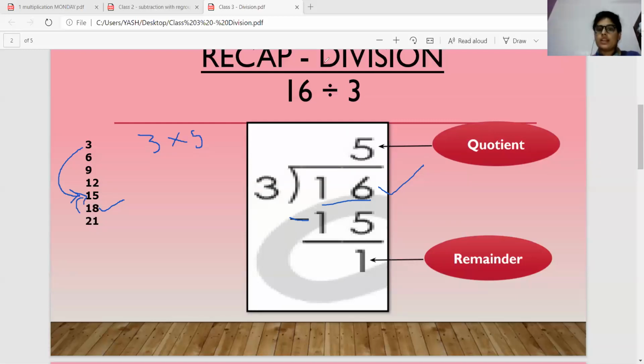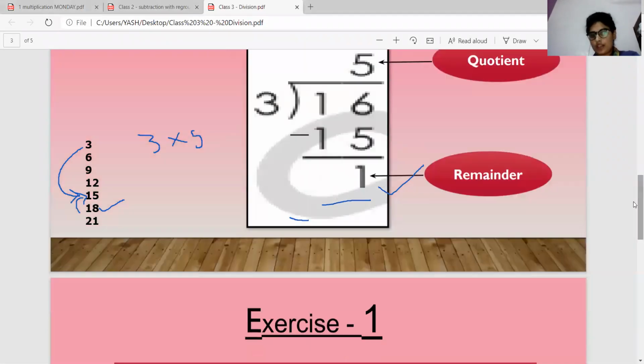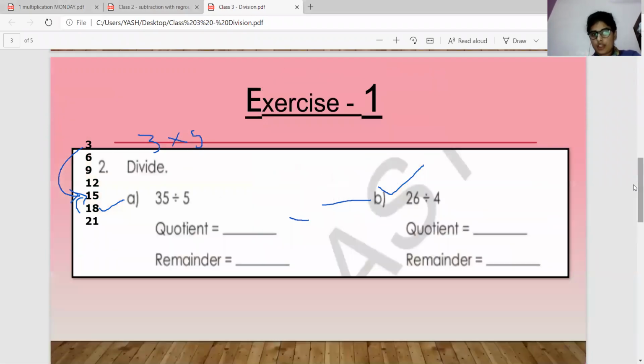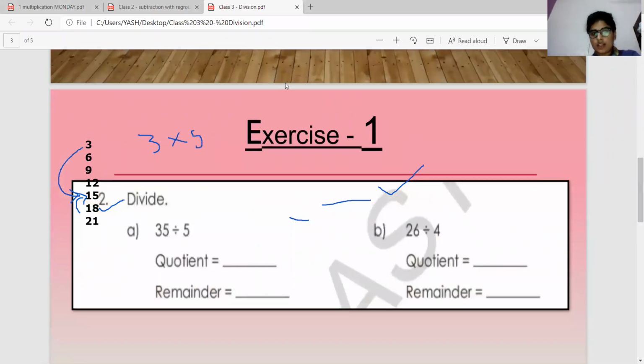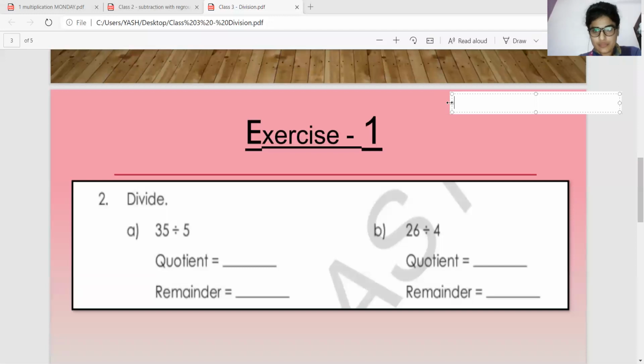This is how we can divide a number with a one digit number. Now let's go to the next question. So this is our exercise 1. Let's see how we can do this. Now we need to divide 35 with 5. How can we do this? Let's see. 35 with 5.